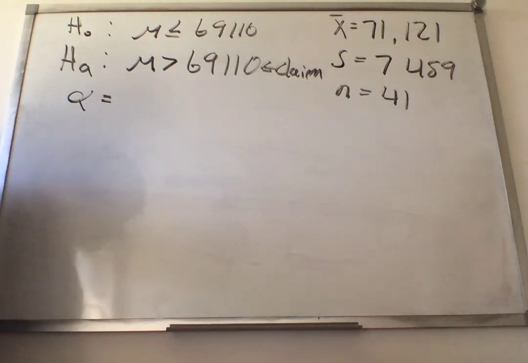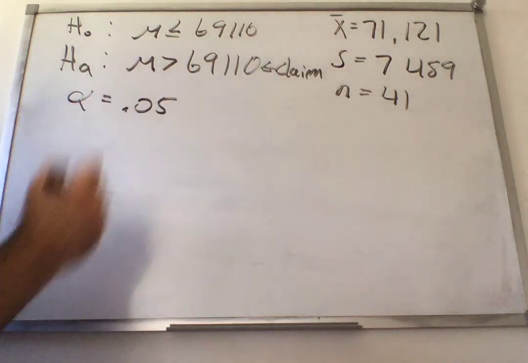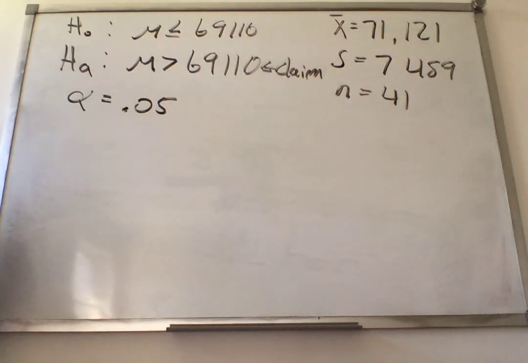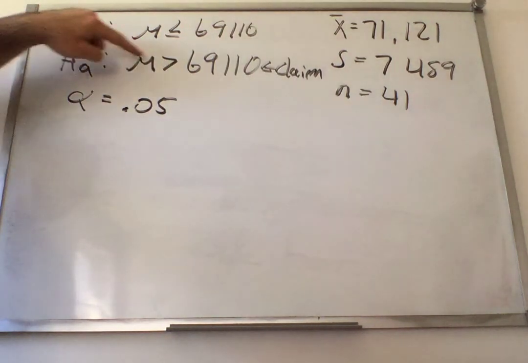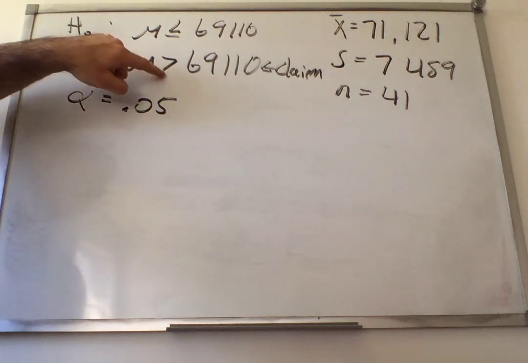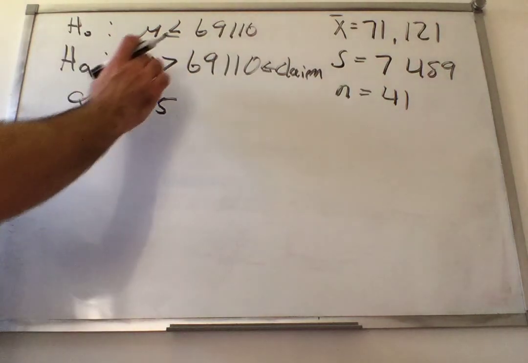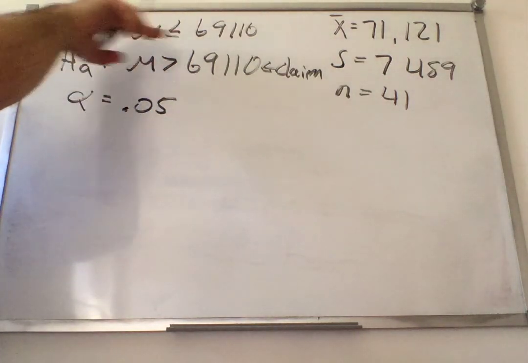Oh, they don't even give us an alpha. Okay. So, if they don't give you an alpha, just assume it's 0.05. That's most widely used right there. Now, if we state the kind of test that we're going to do, we look at the alternate hypothesis and we look at the inequality symbol. Inequality symbol, again, it looks like it's pointing to the right.